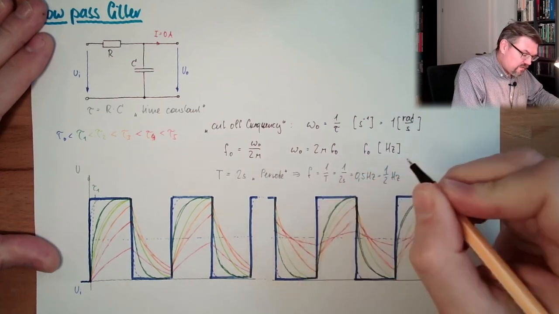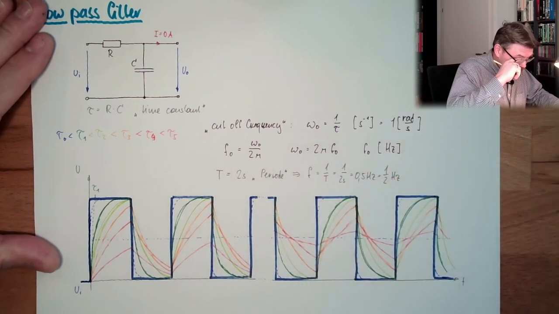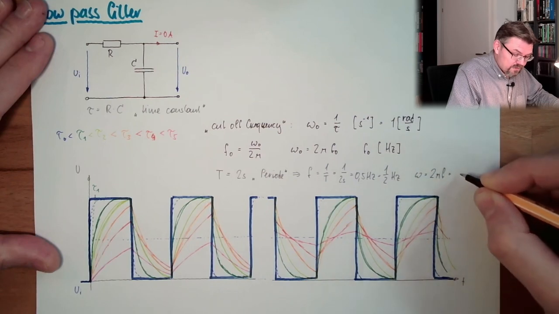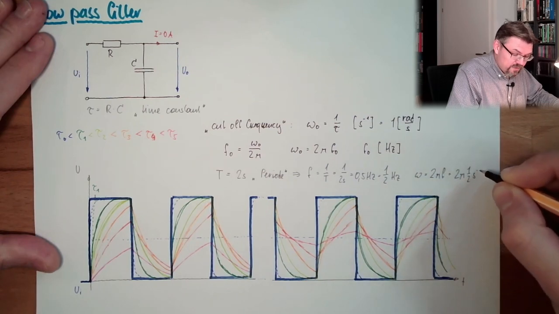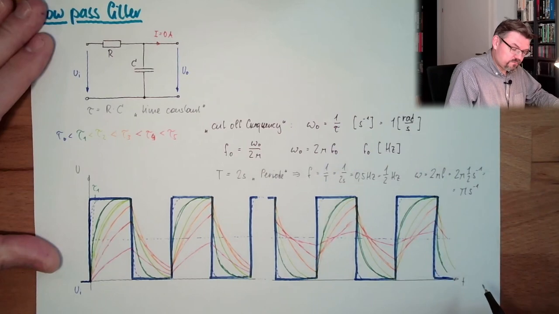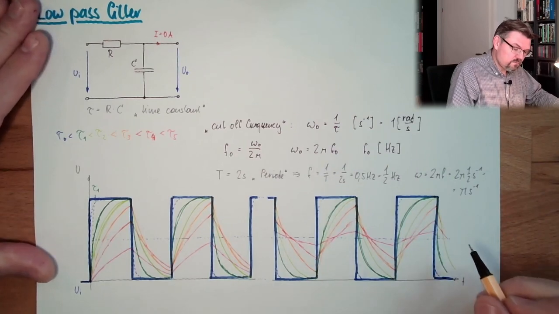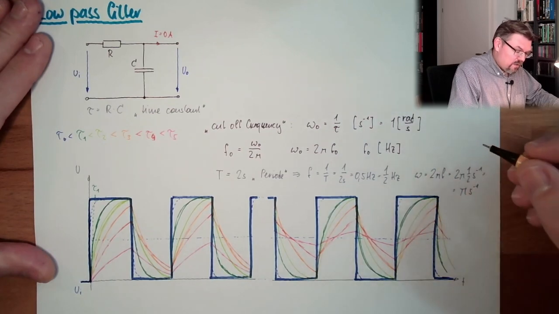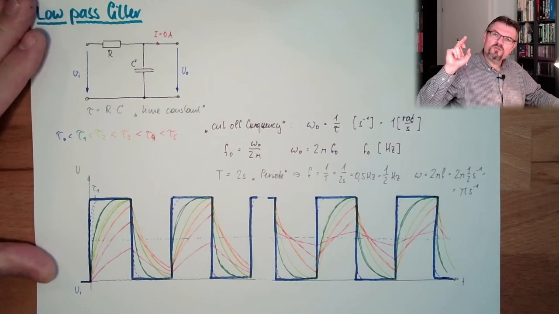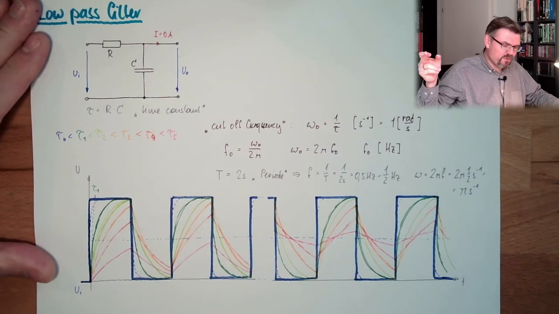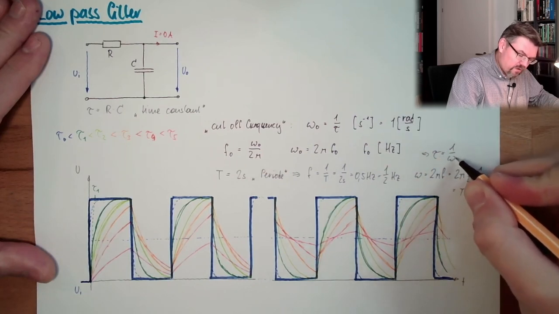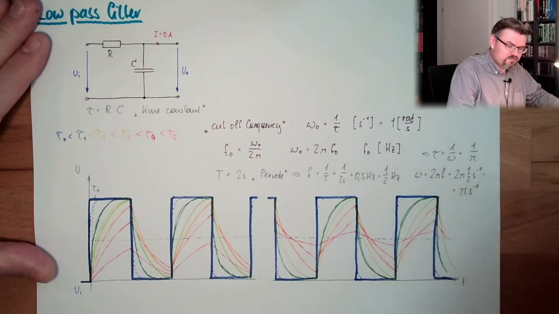So this means our omega would be 2 pi f, and this is 2 pi times a half second minus 1. So this is pi seconds minus 1. And our tau, if this would be our frequency, and I want to set our tau exactly like it would be our frequency, this means tau equals 1 divided by omega. So this is 1 divided by pi seconds.